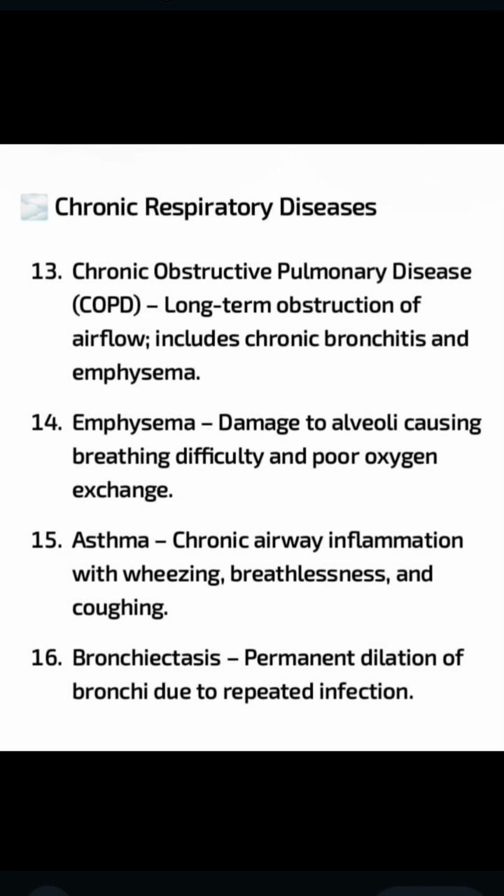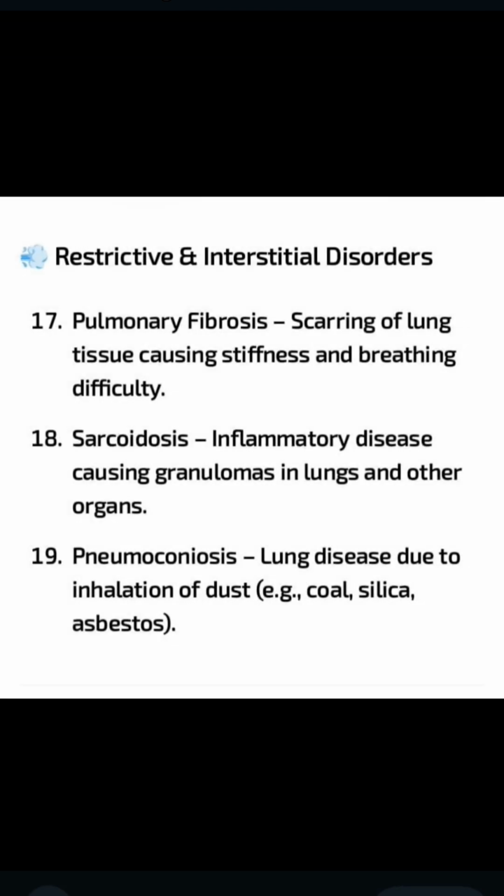And third, chronic respiratory diseases. It includes chronic obstructive pulmonary disease, emphysema, asthma, bronchiectasis. And fourth, restrictive interstitial disorder. It includes pulmonary fibrosis, sarcoidosis, pneumoconiosis.